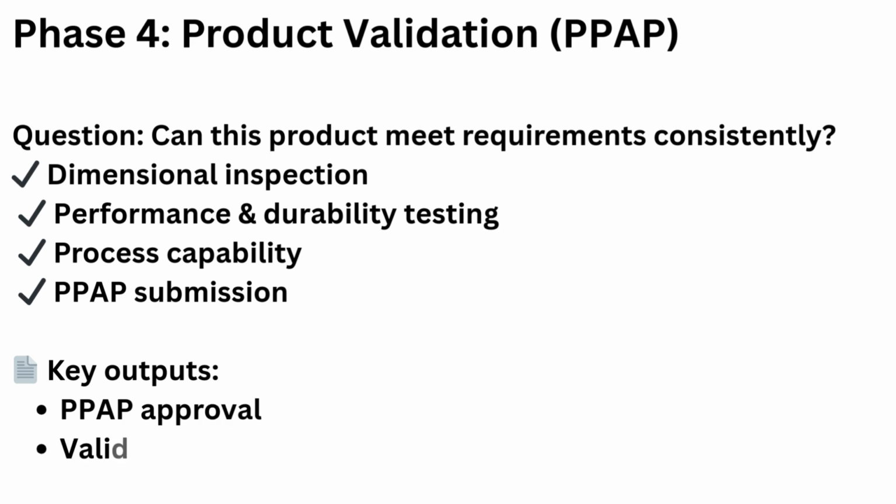Process capability studies are carried out to verify that the manufacturing process is stable and capable of producing quality parts repeatedly. All these results are compiled and submitted to the customer as part of the PPAP submission. The key outputs of Phase 4 are PPAP approval from the customer and documented validation test reports. Once PPAP is approved, the product is cleared to move into mass production.